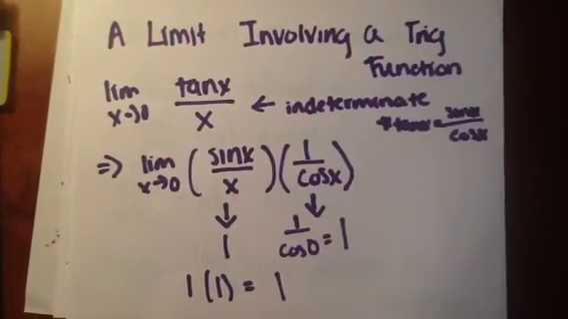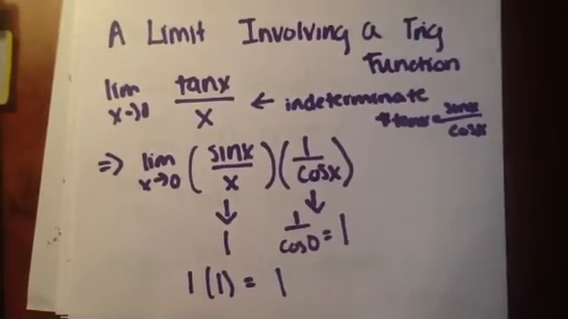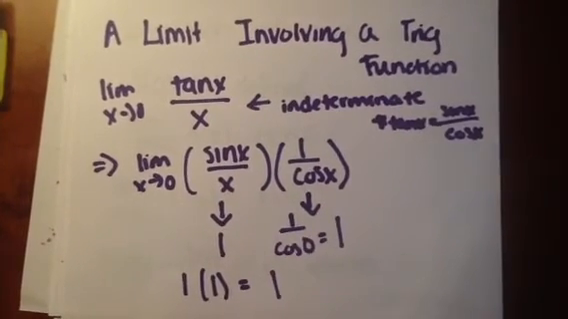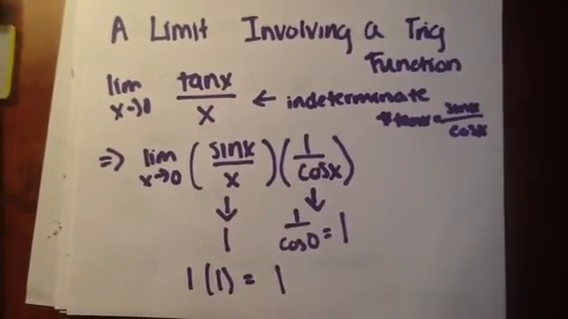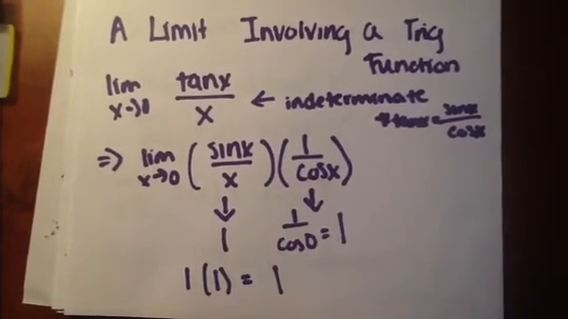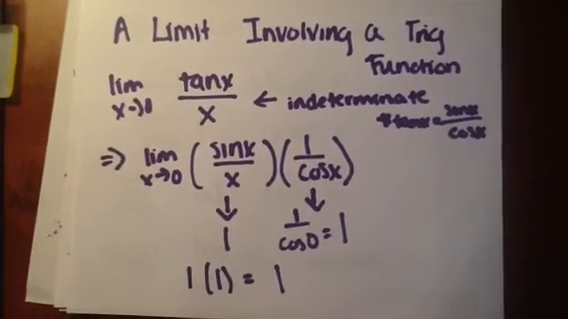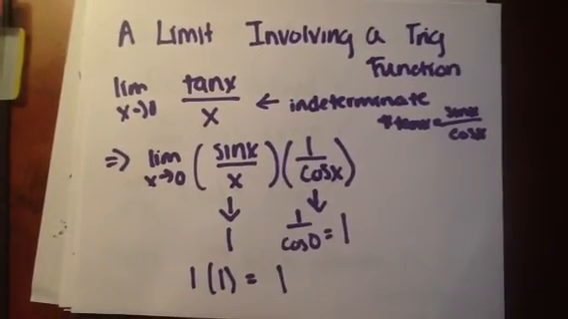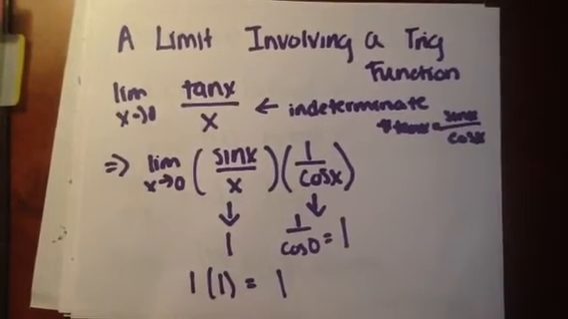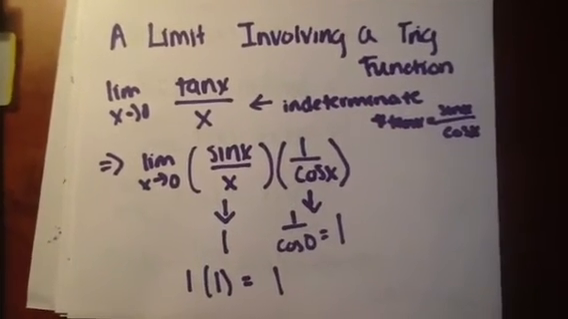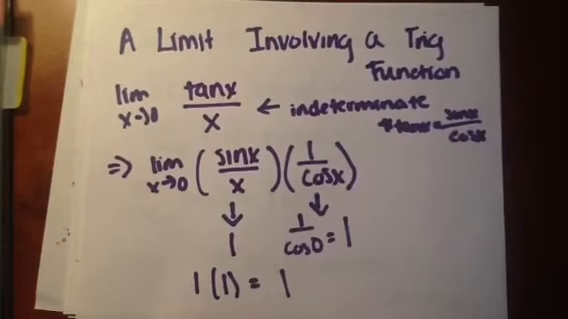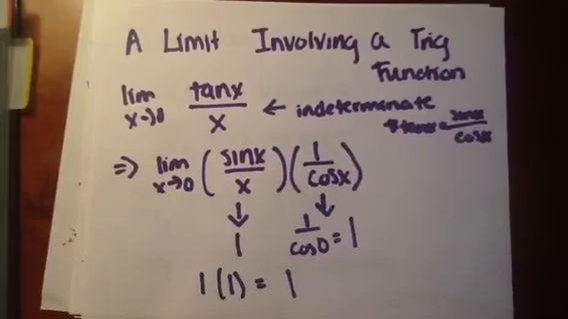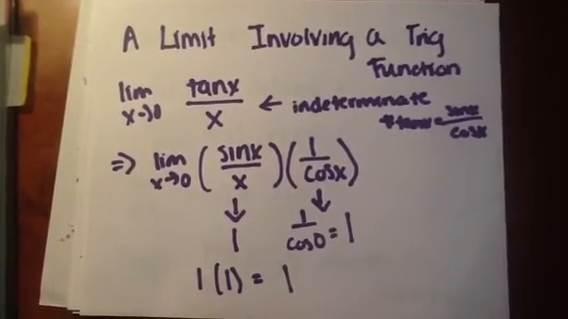To look at an example of a limit involving a trig function, we can look at the limit as x approaches 0 of tan of x over x. Since this is indeterminate, we have to change the function to sine of x over x times 1 over cosine x. Due to our special trig limit, we know that the limit of sine of x over x as x approaches 0 is 1, and we can then plug 0 into 1 over cosine x. We see that the limit as x approaches 0 is 1 times 1, or just 1.